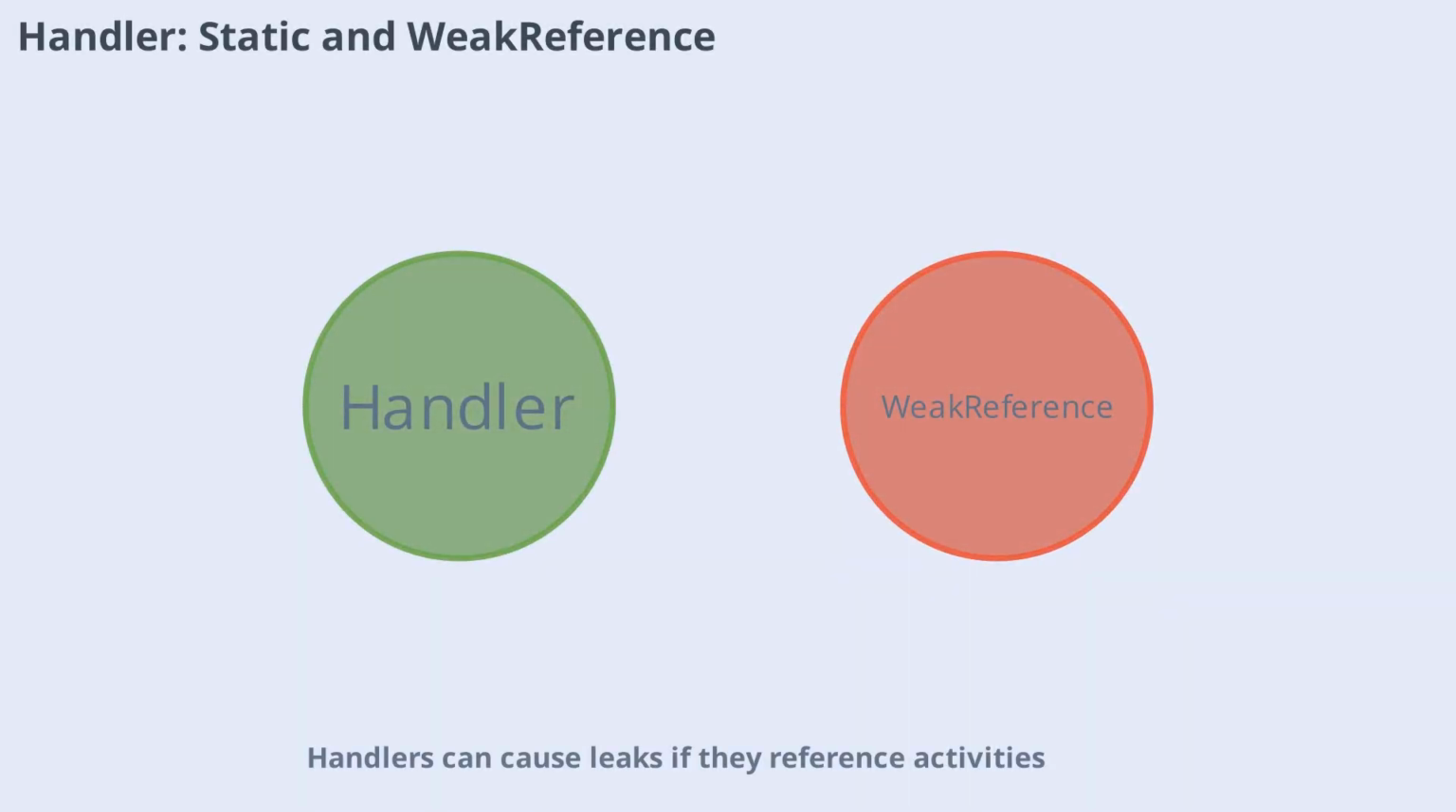Handlers can cause leaks if they reference activities. Declare handler classes as static and use weak reference for activity references. This prevents the handler from keeping the activity alive longer than needed, ensuring efficient memory management and preventing leaks.